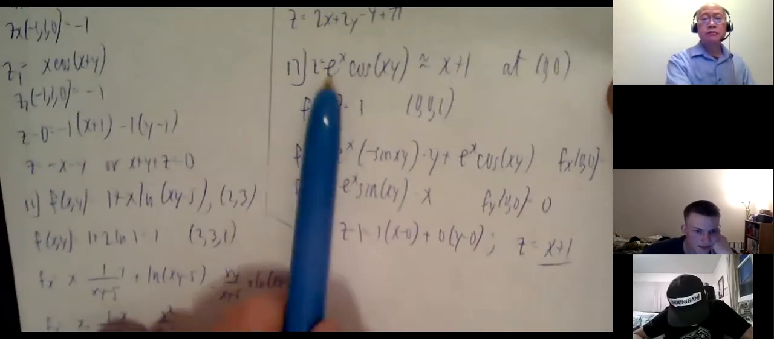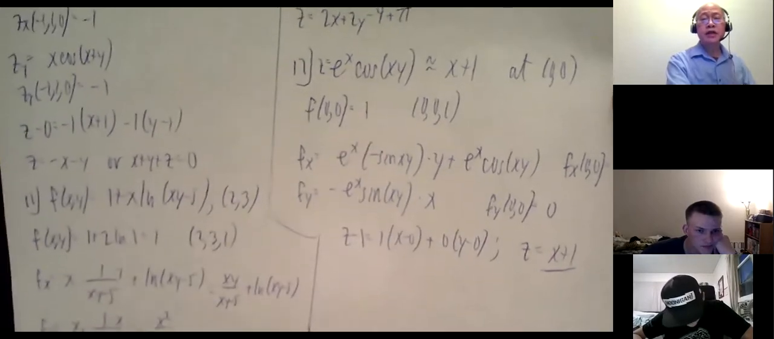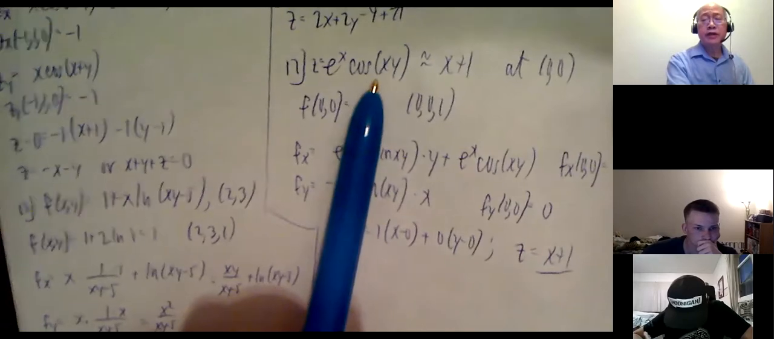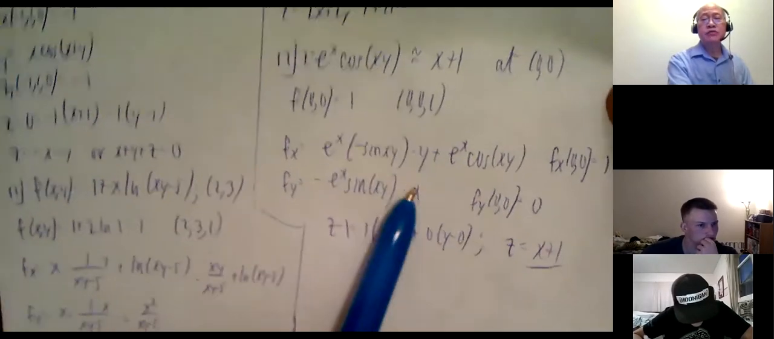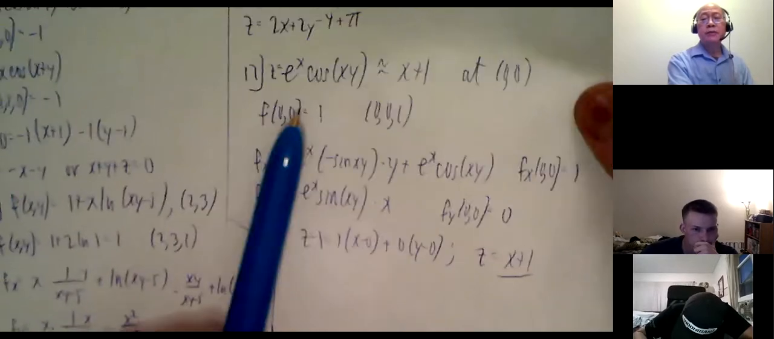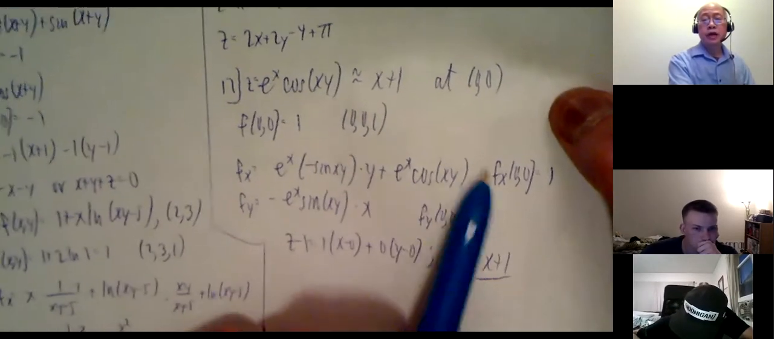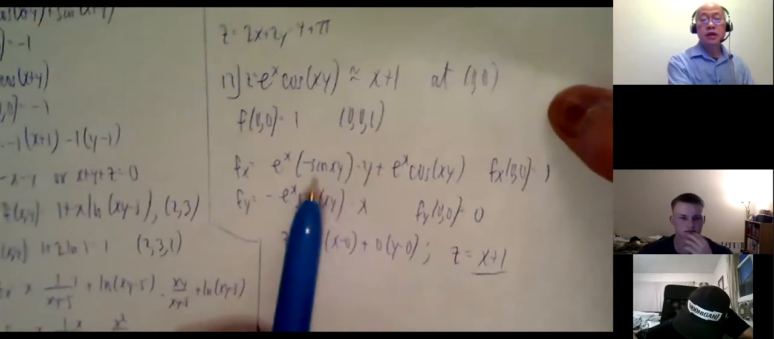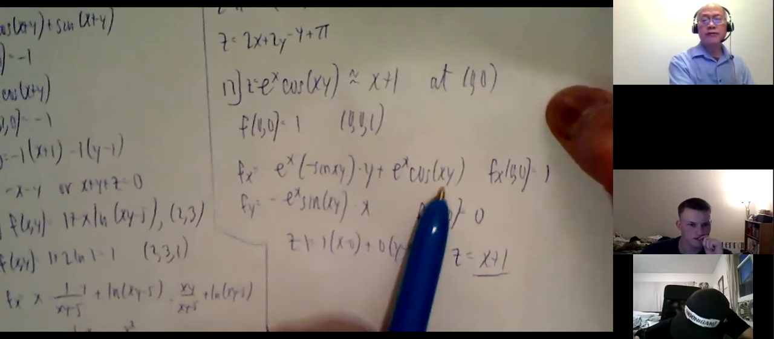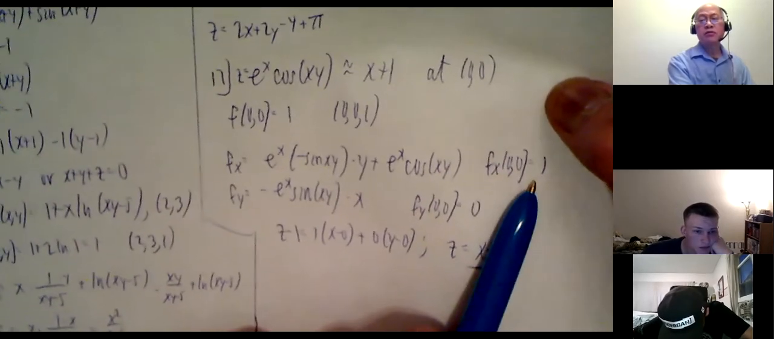All right, f sub x, product rule. First times the derivative of the second, so e to the x times negative sine xy times the derivative of xy with respect to x, that's y, plus second function, cosine xy, times the derivative of the first, which is e to the x. Okay, now I plug in 0, 0. Sine is 0, and that's going to make it 0 also. So I only have to look at this. 0, 0 here, cosine of 0 is 1, e to the 0 is 1, so 1.